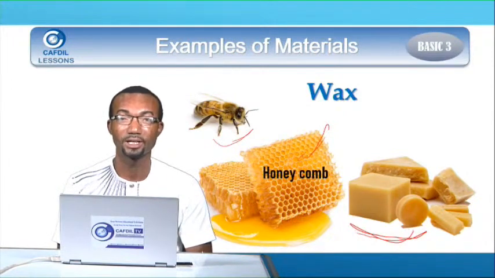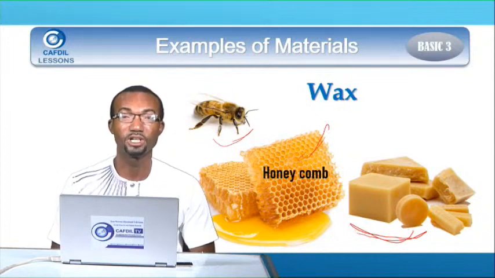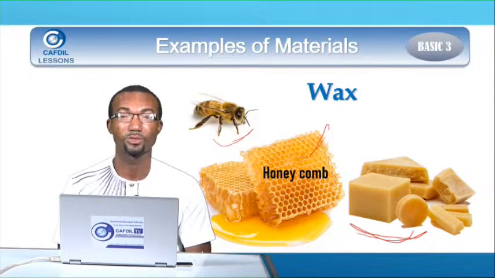We will get to another lesson where we will get to know the uses of all these materials. But first, let's put it in mind that wax is also an example of material that surrounds us, and the animal bee produces this wax for us.